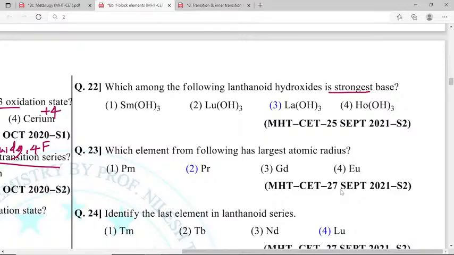Strongest base, lanthanum trihydroxide. So the oxidation state of lanthanoid should be +3, and this is OH minus, OH minus, so this is 3 OH minus.